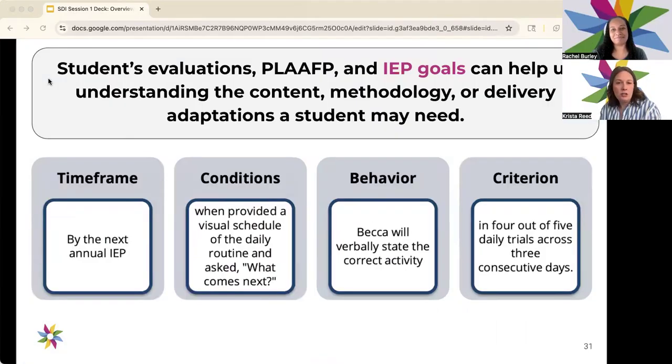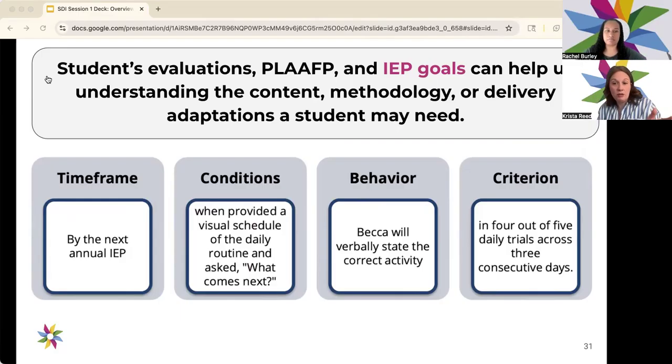We also discussed how you know, and how you use IEPs to help you know what content or methodology changes a student might need. We talked a little bit about SMART goals and how we write IEP goals that are time bound, specific, and have criteria. So the example here is: by the next annual IEP, Becca will verbally state the correct activity in 4 out of 5 daily trials across 3 consecutive days.